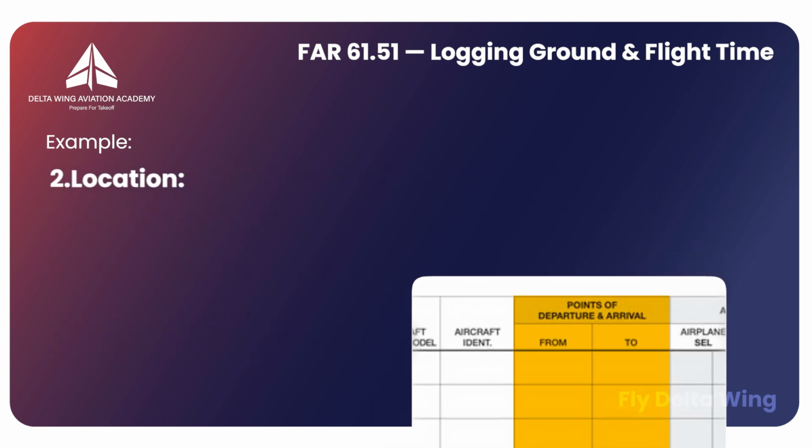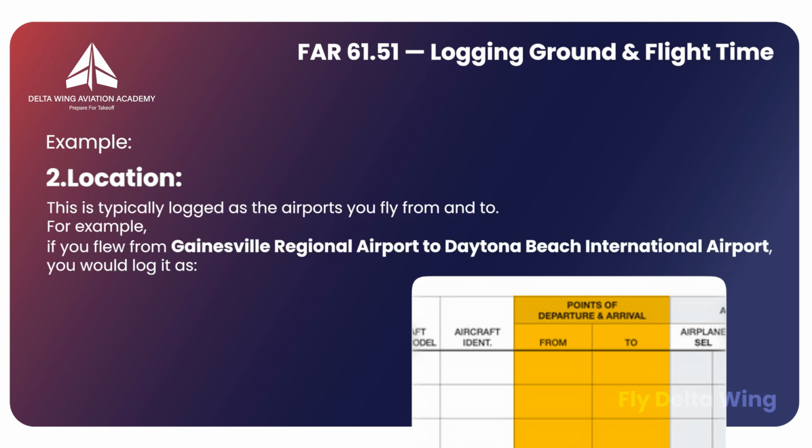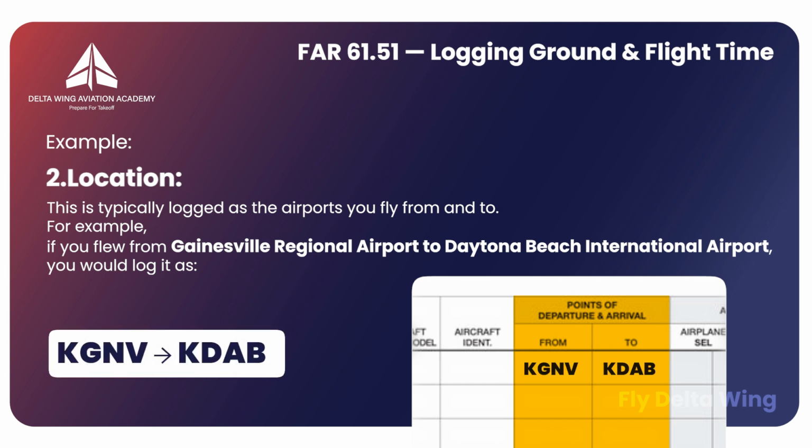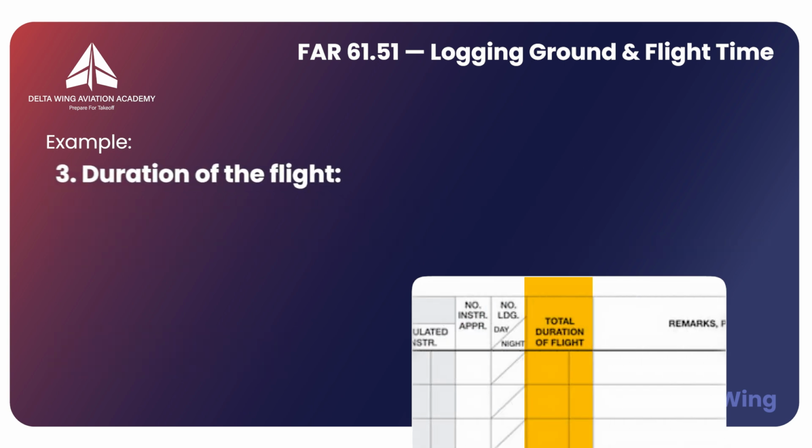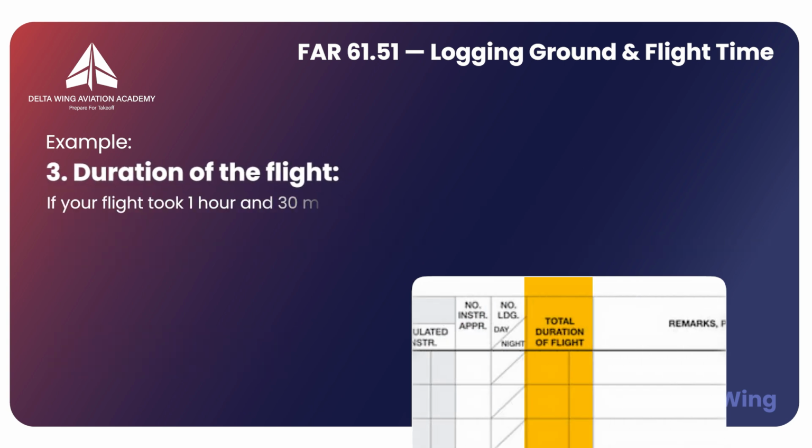2. Location. This is typically logged as the airports you fly from and to. For example, if you flew from Gainesville Regional Airport to Daytona Beach International Airport, you would log it as KGNV to KDAB. 3. Duration of the flight. If your flight took 1 hour and 30 minutes, you would log it as 1.5 hours.